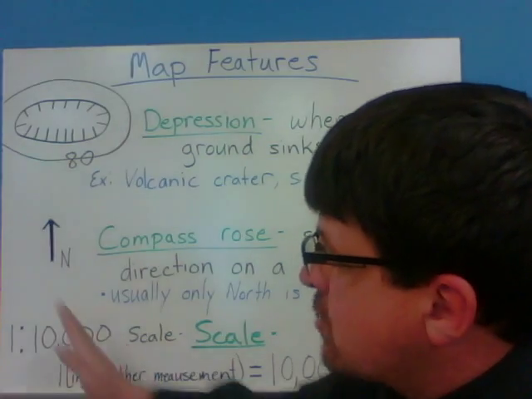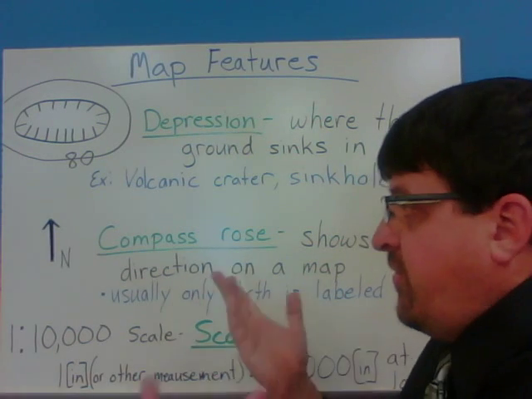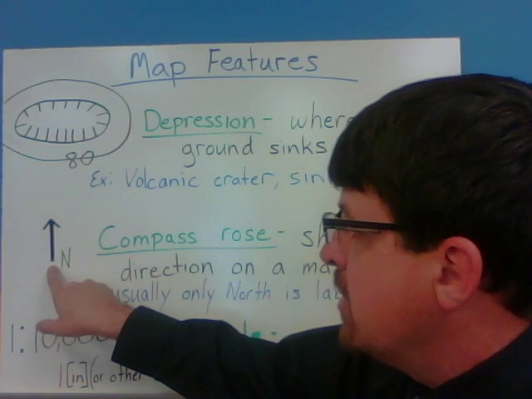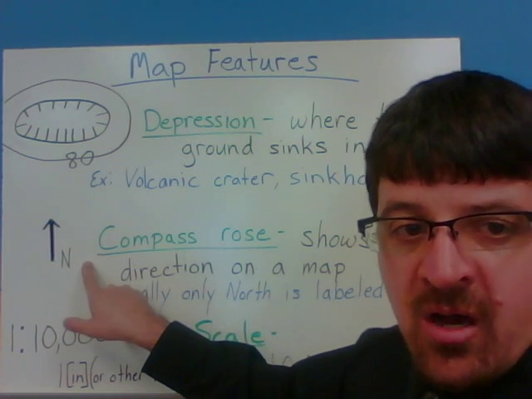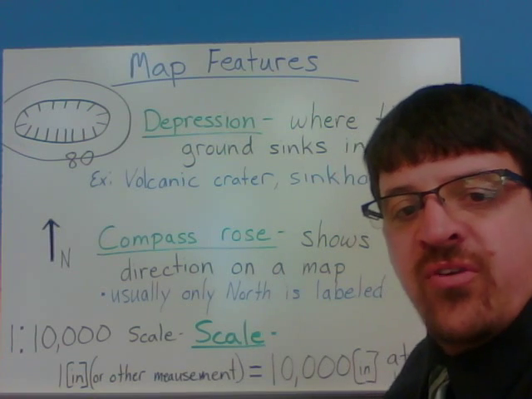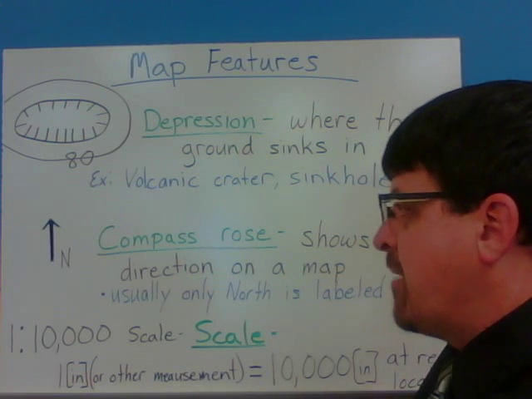That means that direction is north. Or if they put an E next to it, that was where east would be. Well, if this is north, you know that east would be off this direction, south, and west. Okay? Helps you figure out the directions on the map itself.